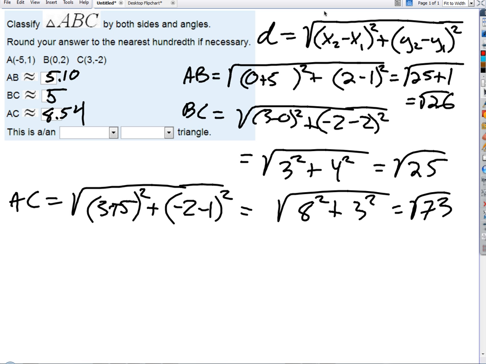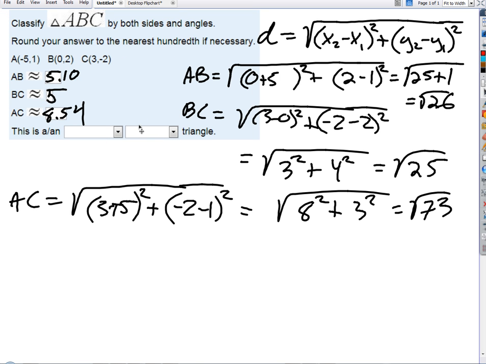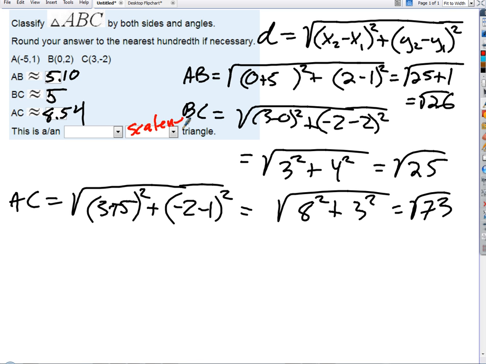Now, what if this had ended up being exactly 5, and that was exactly 5, and that was 8.54? What would it have been? Isosceles, and then obviously if they were all the same, it would have been equilateral, right? Okay, so we know that we want to do the angle part first, so it's some kind of scalene triangle, but we know that the second pull-down menu, we would have just chosen scalene. But we don't know what kind of scalene.